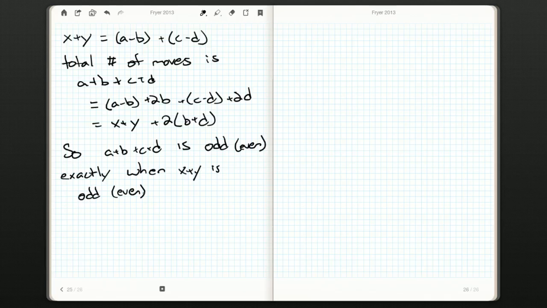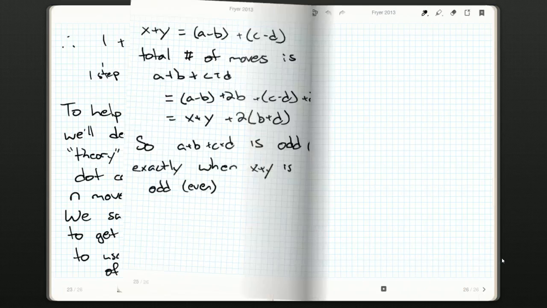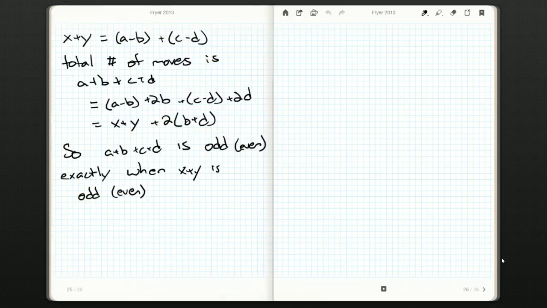So fantastic. What we set out to prove: if x plus y is an odd number, you need an odd number of moves to get to (x, y). If x plus y is even, you need an even number of moves. So x plus y odd, you're definitely going to have an odd number of moves to get there. If x plus y is even, you'll need an even number of moves. Okay.